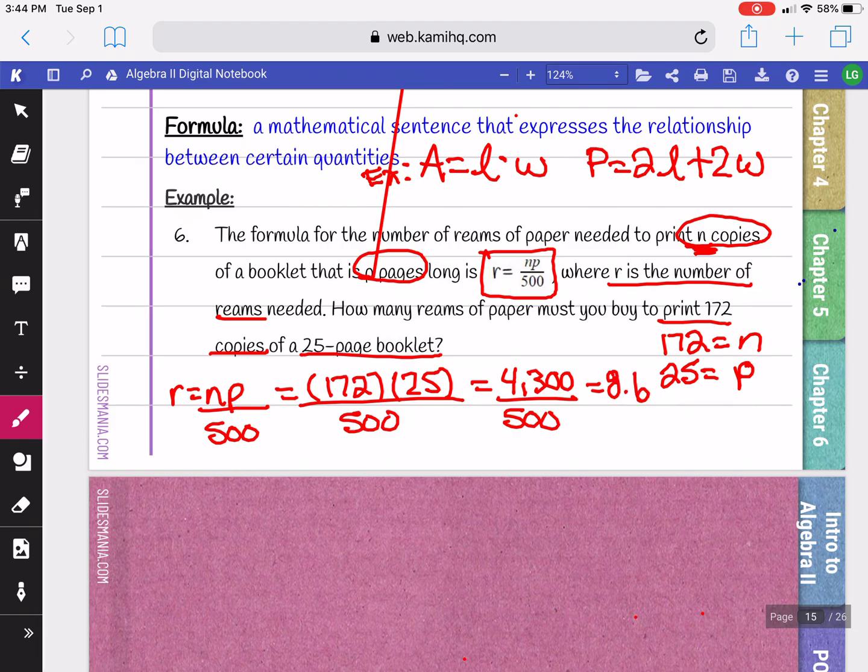Anytime you have a real-world problem and you're answering your question, you want to make sure your answer makes sense. So it's saying how many reams of paper must you buy. If you go to a store and buy paper, you're not going to buy 8.6 reams of paper. You would need a whole number. So in order to have enough, you would want to round up. So instead of buying 8, because then you wouldn't have enough, here you would need to buy 9 reams of paper. So usually when you're answering real-world problems, make sure your final answer makes sense, and then answer using words.